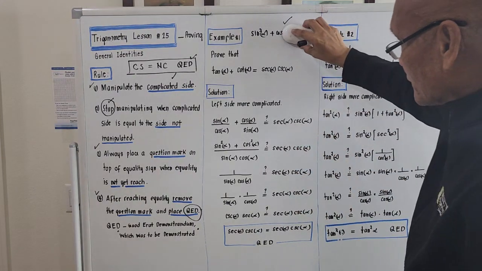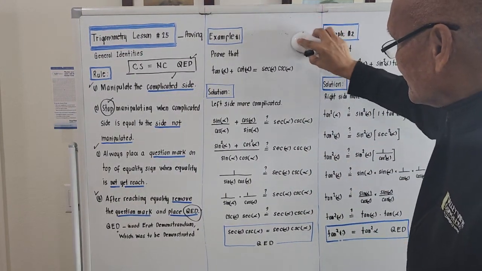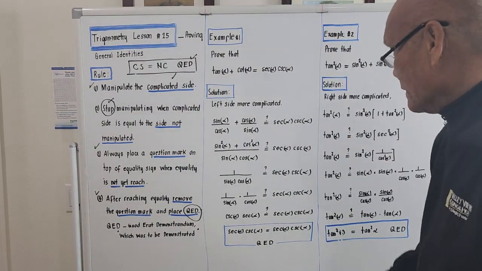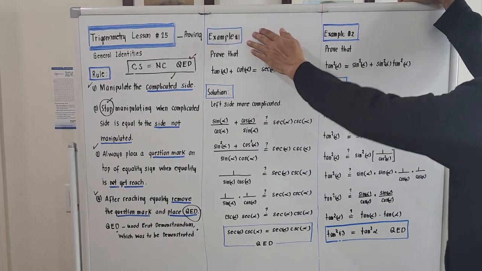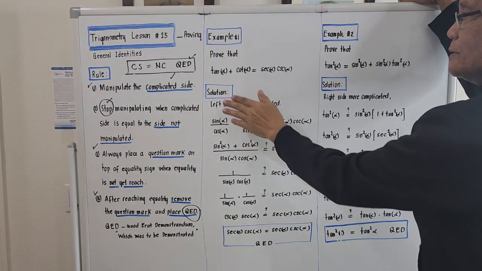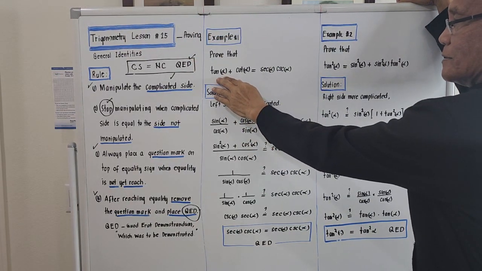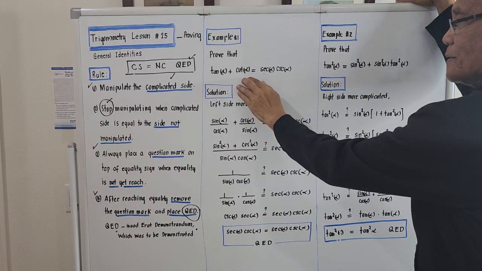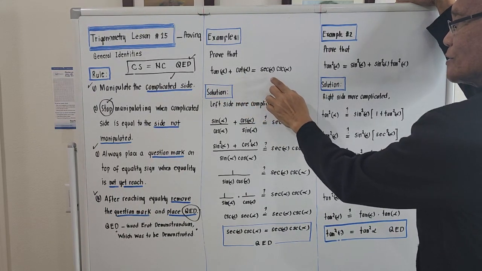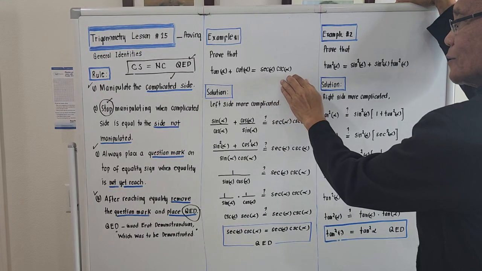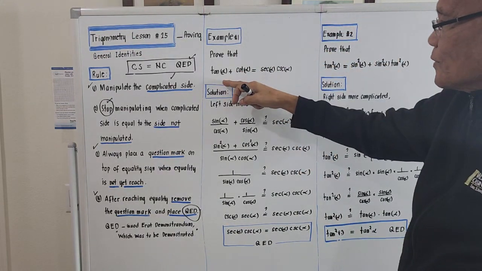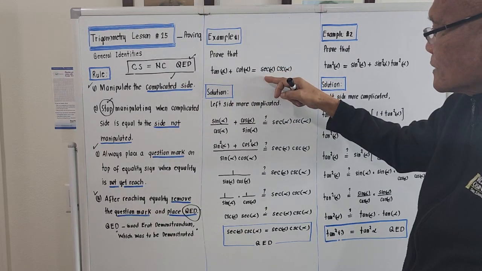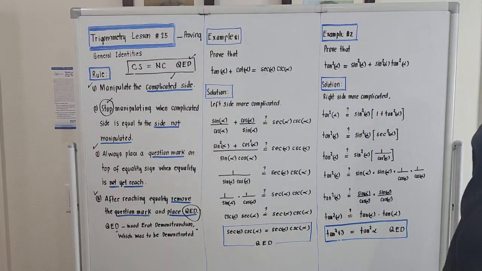I would like to erase this one. This is garbage here. Example number 1. Prove we are given an identity: tangent of alpha plus cotangent of alpha equals secant of alpha, cosecant of alpha. We have to prove that tangent of alpha plus cotangent is equal to secant alpha, cosecant of alpha.